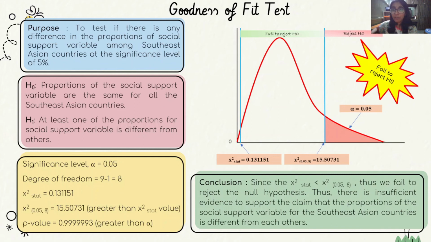By referring to this graph, we can see that the test statistic value does not fall within the critical region. So, we fail to reject the null hypothesis. Also, since the test statistic value is less than the critical value, we fail to reject the null hypothesis. Also, the p-value is greater than the significance level, so we fail to reject the null hypothesis. Thus, there is insufficient evidence to support the claim that the proportions of the social support variable for the Southeast Asian countries are different from each other.